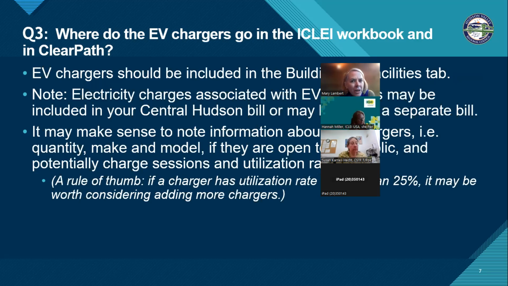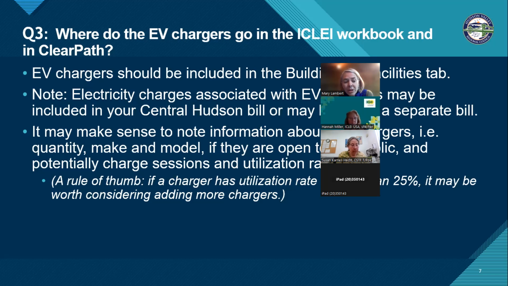Where do the EV chargers go in the workbook in ClearPath? So the EV charger should be included in the buildings and facilities tab. The electricity charges associated with the EV chargers may be included in your Central Hudson bill, or they may be under a separate account. You might want to just double check that if you have them. I would also recommend noting information about the chargers, the quantity, the make and model, and if they're open to the public, and potentially the charge sessions and utilization rates.